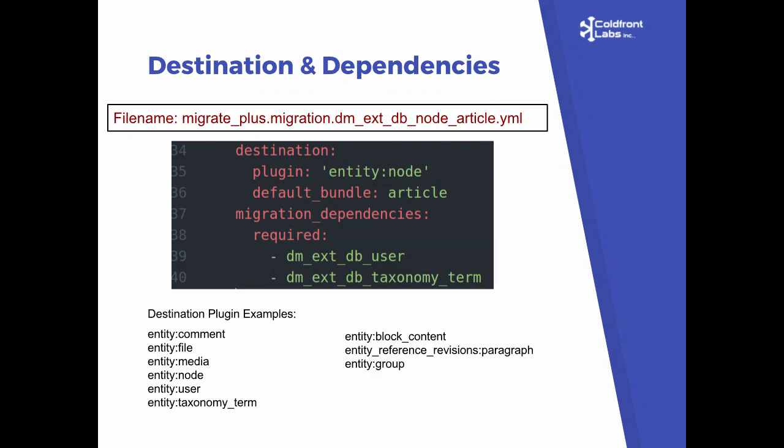And then we have destination dependencies. These are all the destination plugin examples given within Drupal core, except for, I think, entity reference revisions and entity group. Those are contrib modules. If you want to migrate into paragraphs, you would use entity reference revision paragraph. And if you're migrating from OG into groups, you'll use that.